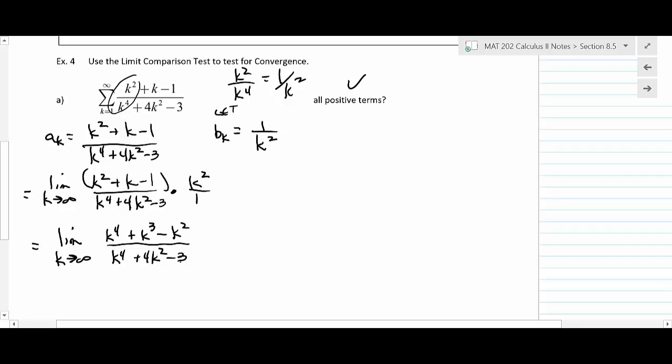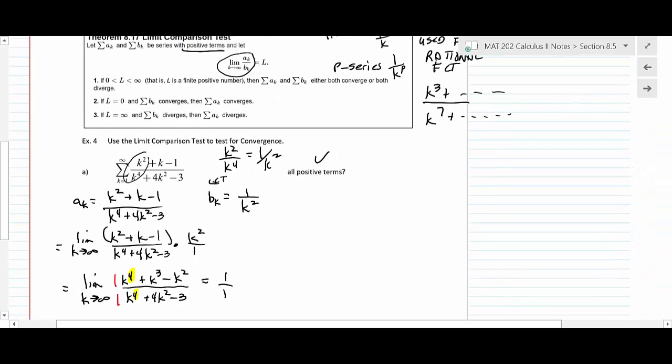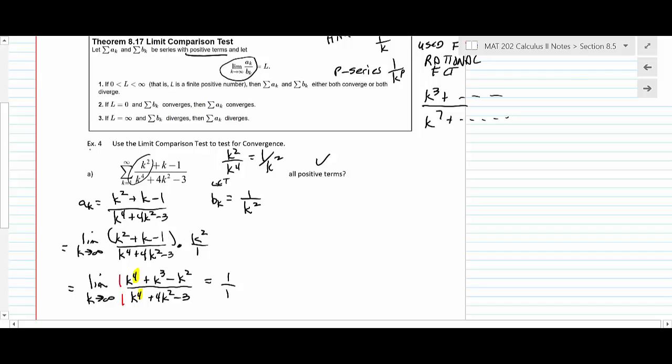Okay, so do you know what the value of this limit is? You need to. If you don't, it's 1. How come? Remember, the degrees of the top and bottom are the same, so the horizontal asymptote occurs at the ratio of those leading coefficients. So that's 1 over 1. If you look at the directions to the limit comparison test, we call this value L. So L is equal to 1.